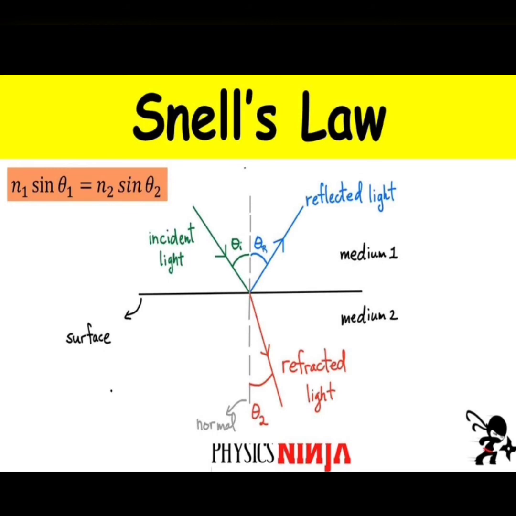The second law: the ratio of the sine of the angle of incidence, which is marked as theta 1, to the sine of the angle of refraction, which is marked as theta 2, is equal to the refractive index of the medium, that is always constant. See, the formula is given. N1 sin theta 1 is equal to N2 sin theta 2.